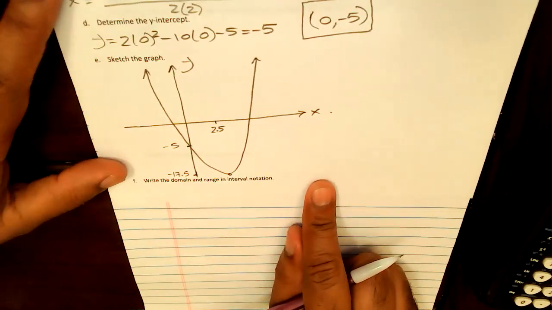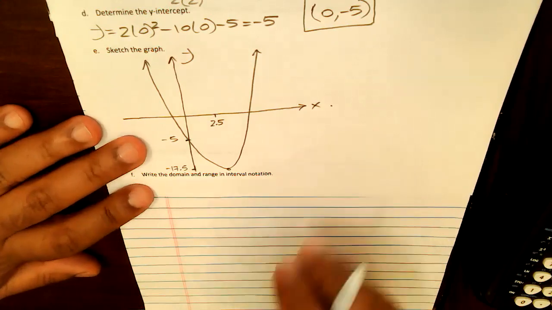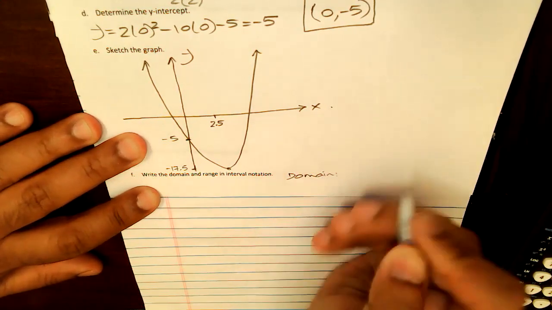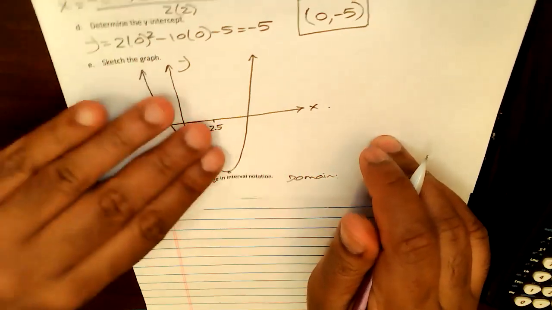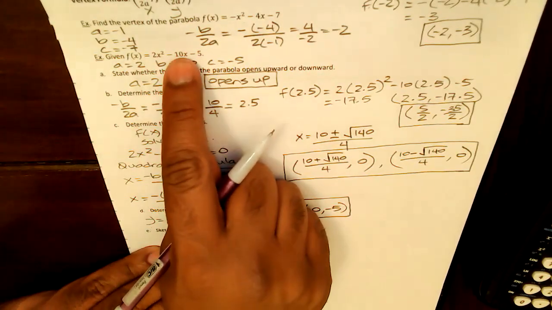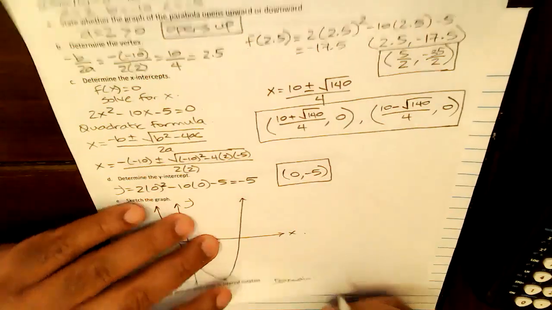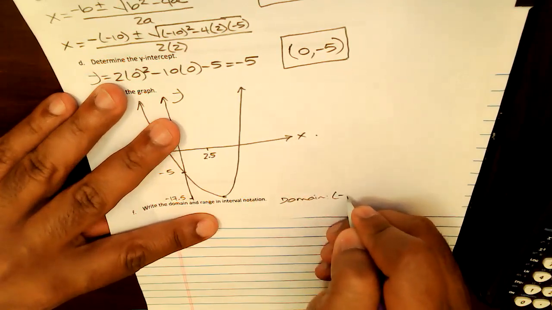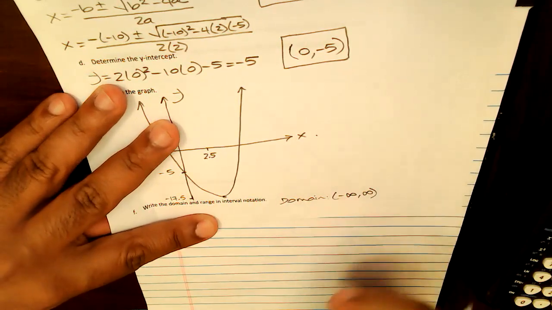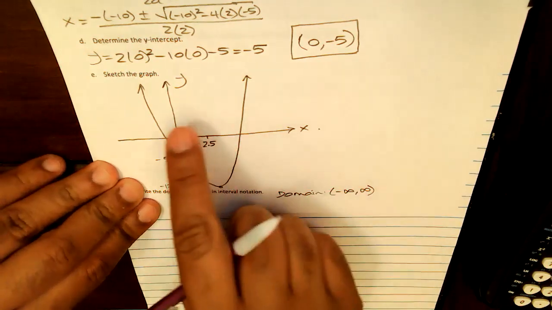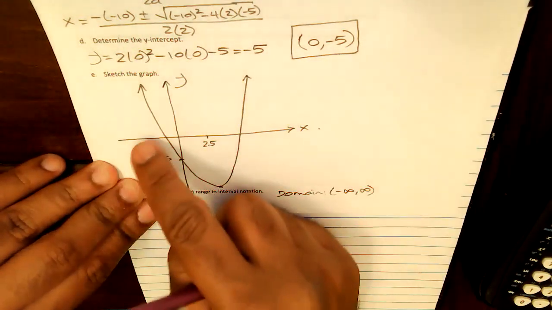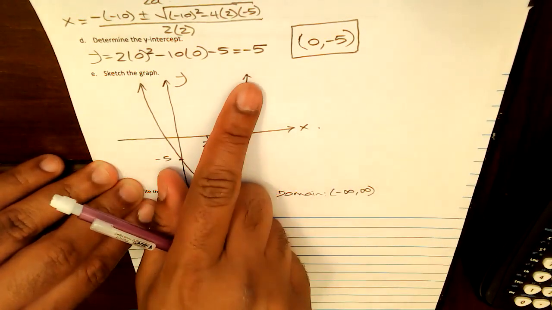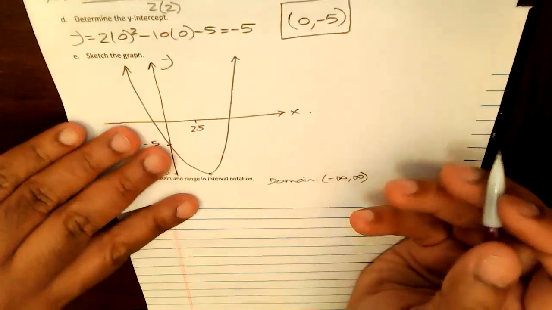Now I would like to find the domain and the range of this. As far as the domain goes, again, this is a quadratic function. The quadratic function does not contain any square roots or fractions. So the domain is going to be all real numbers. All real numbers means from negative infinity to positive infinity. We can also figure that out by looking at the graph. From left to right, your graph is going to keep extending towards the left as well as towards the right.